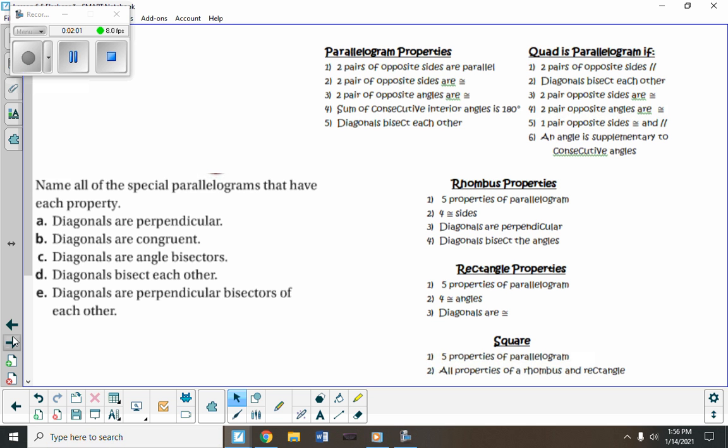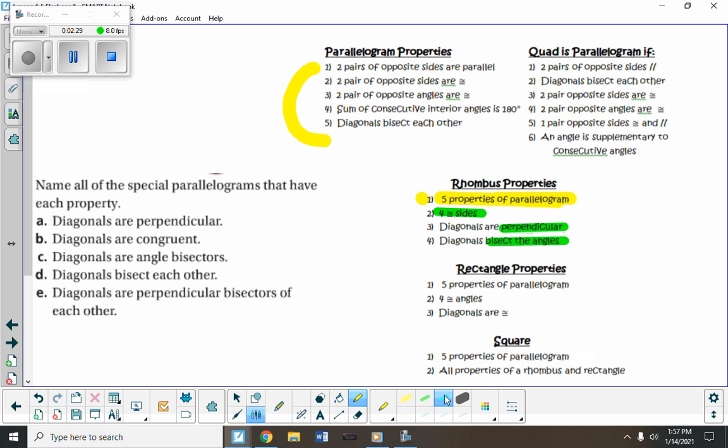And then if you have a rhombus, all of the properties of a parallelogram are true for a rhombus. So all of these are true for a rhombus. Plus, you have four congruent sides, and you have diagonals that are perpendicular, and the diagonals bisect the angles.